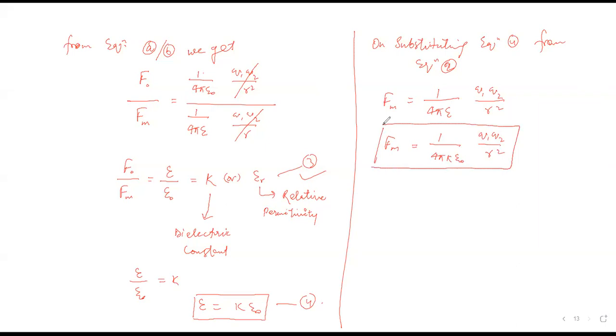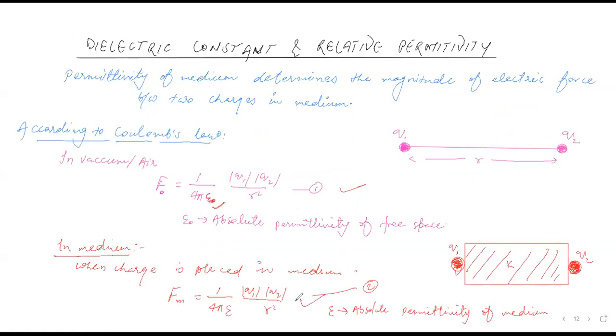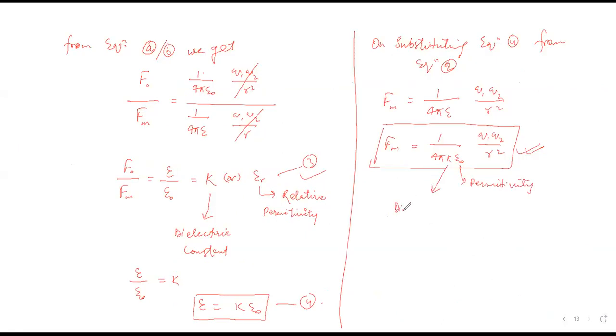Are you clear? This is also a formula in the case of the medium. If the permittivity of air is given and the dielectric constant is given, then you should use this formula. But if only the permittivity of the medium is given, then you have to use the other formula. This is your dielectric constant. This is your permittivity of free space. Please note it down.